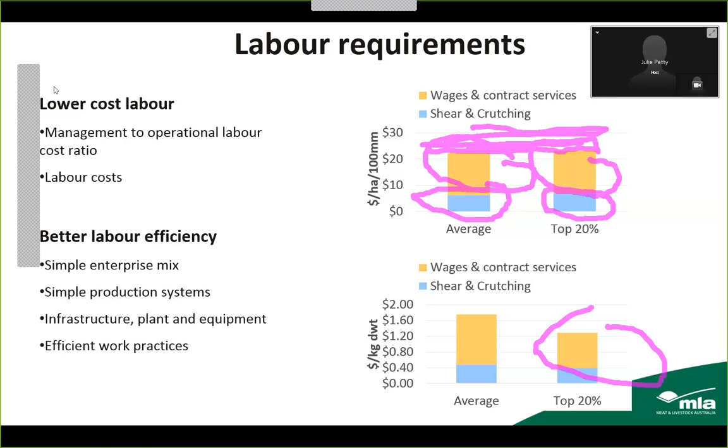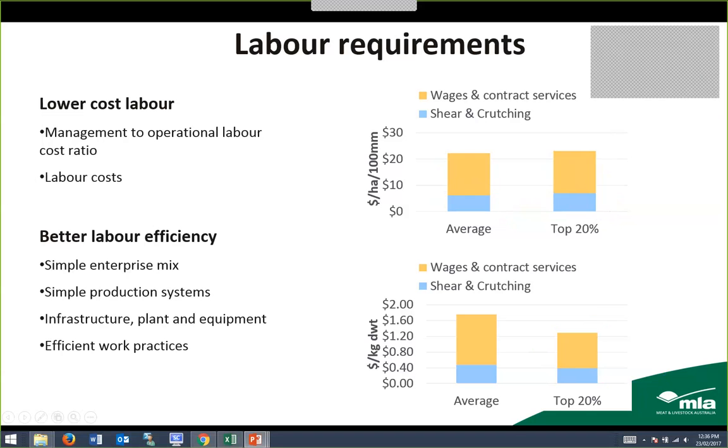So there's a range of ways that you can have similar labour cost per hectare but a lower cost per kilogram, and part of that is because the top 20% produce more. But there's a range of ways of actually thinking about how you reduce your labour costs. And the first is think about your management cost relative to operational labour cost ratio. The managers tend to be the high cost units, the operational tend to be the low cost. Are there things you can be delegating to low cost to generate more income from your own time? And that reduces your average cost of labour over everything.